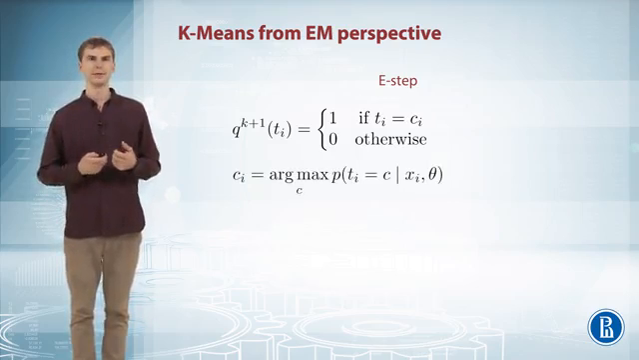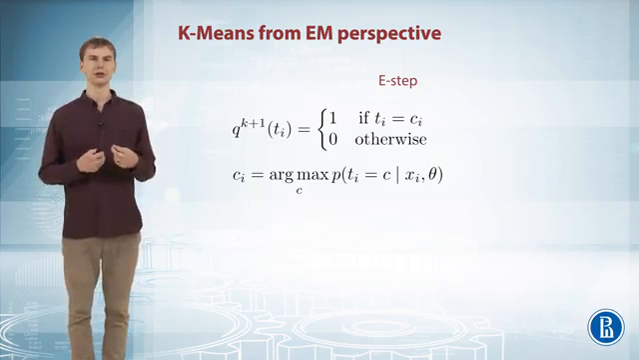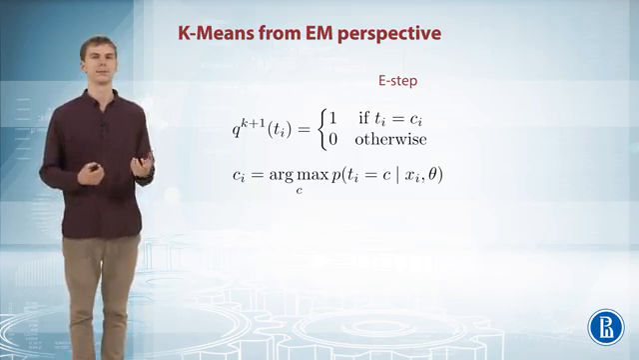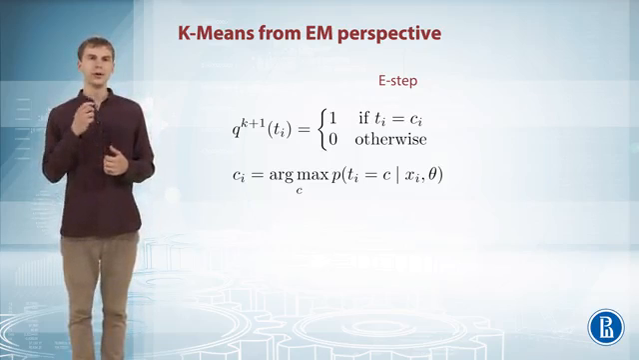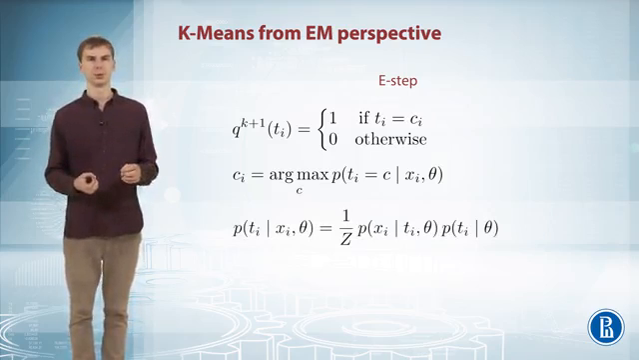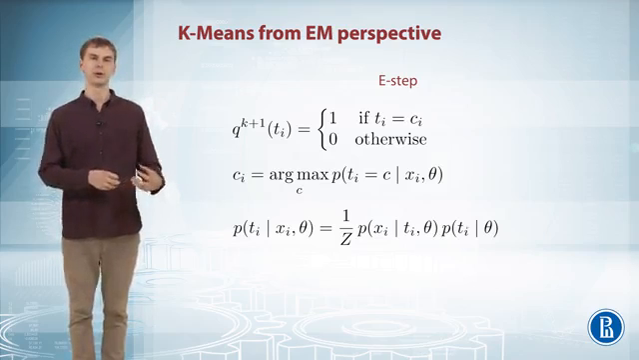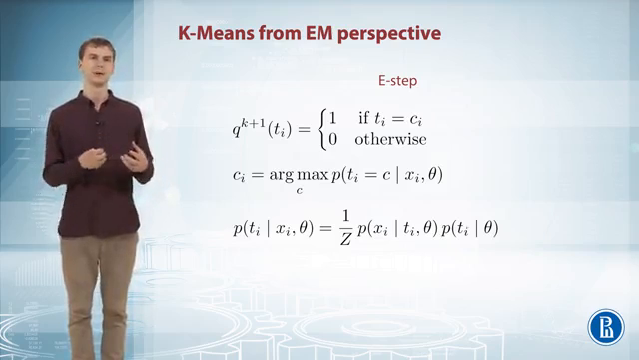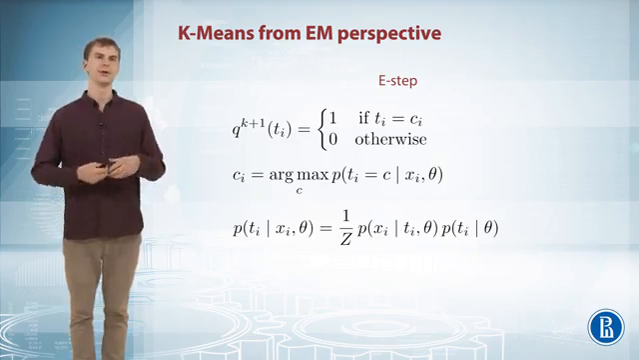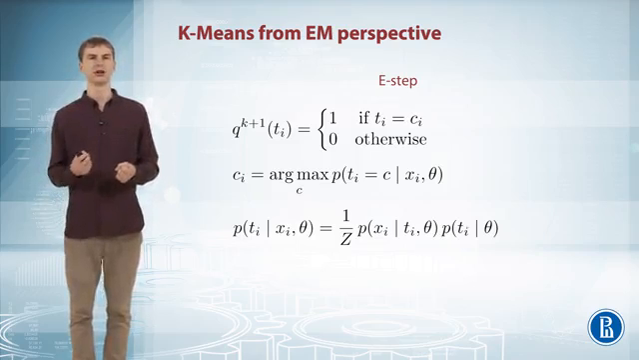So we have to find Ci which maximizes the posterior probability of the latent variable Ti, given the data and the parameters theta. Recall that the posterior distribution itself is proportional to the full joint distribution, which is x given t times p of t, and parameters. And we also have some normalization constant, but we don't care about it because we want to maximize this thing with respect to Ti, or with respect to C, the value of Ti. So normalization doesn't change anything.